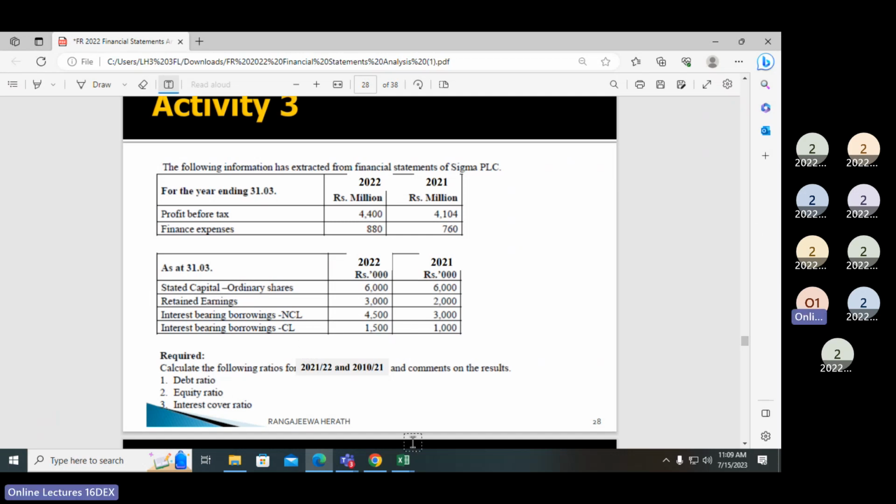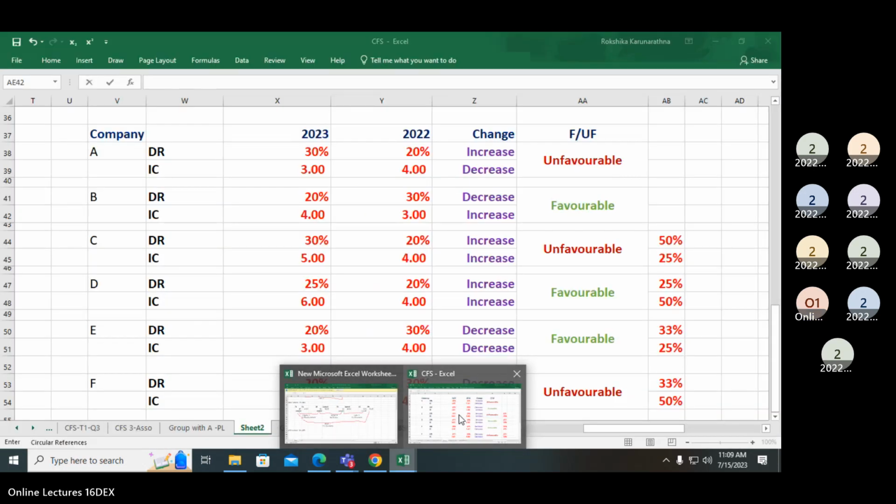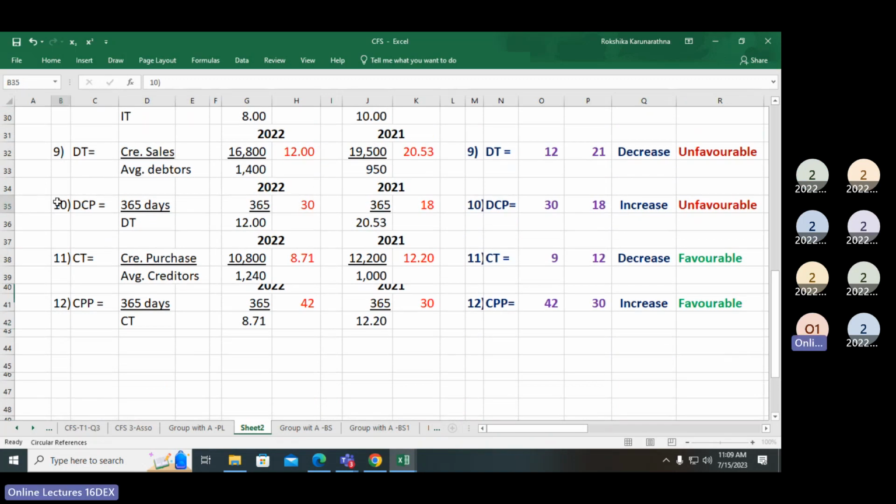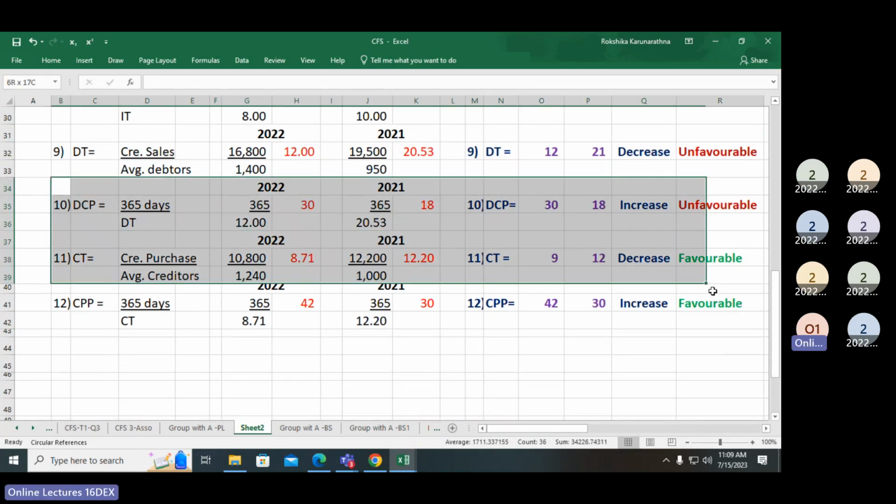This is quite straightforward. So we are going to calculate 3 ratios. So I'm taking these 3 now.